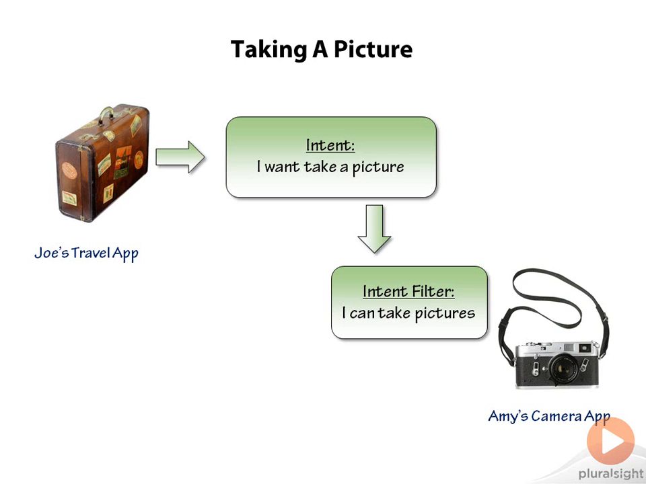And it happens to have an intent filter that says, I can take pictures. Even though Joe and Amy never met and never intended for their applications to work together, through the use of intents, you can take a picture with Amy's camera app and it can be used in Joe's travel app.